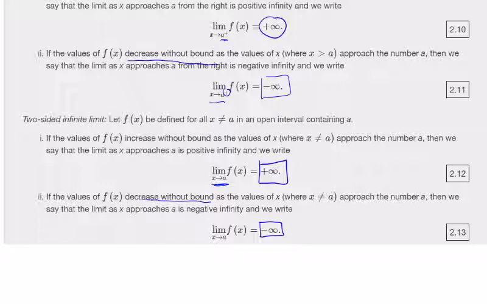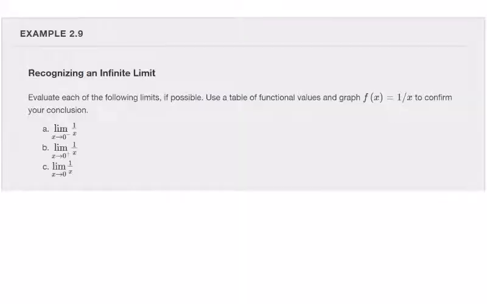So let's take a look at this example here. It says evaluate each of the following limits. If possible, use a table of functional values to confirm your conclusion.